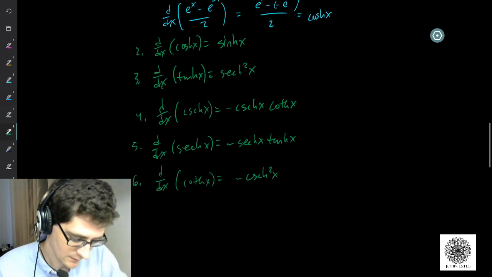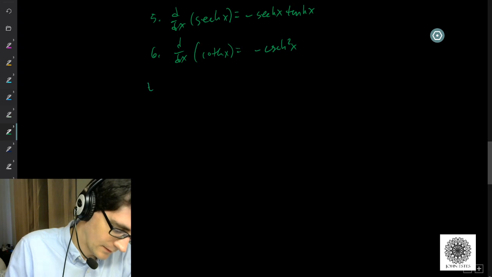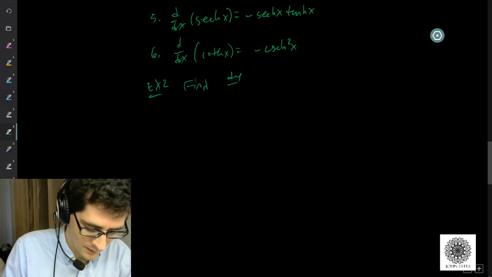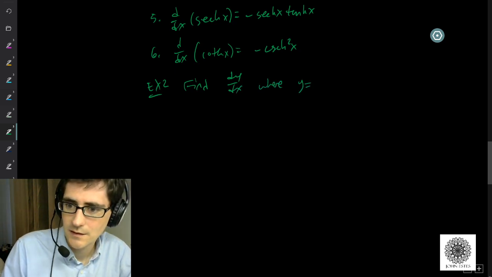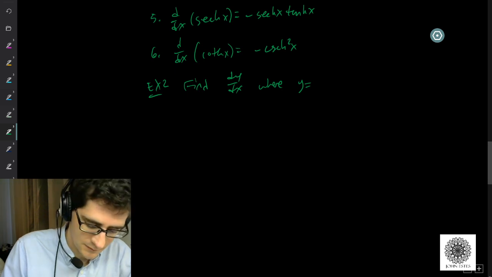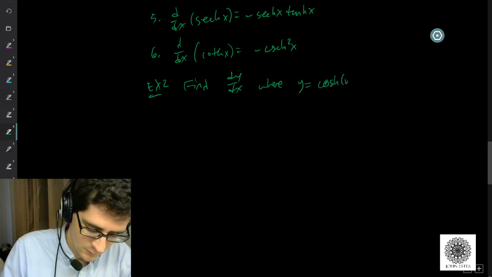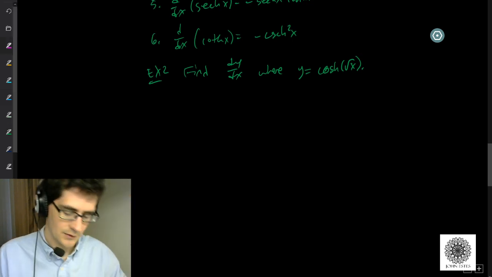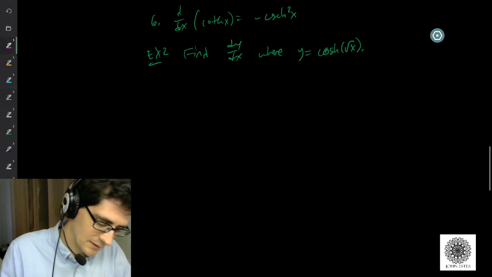Okay, now let me give you an example. This is example 2 in the book. Let's find dy/dx, where this time y equals cosh of the square root of x. Okay, so this is just a matter of applying the chain rule. All right, so I'm going to take the derivative.